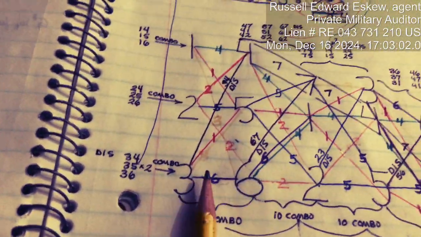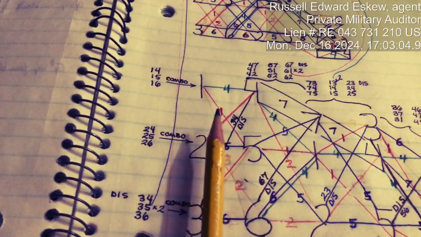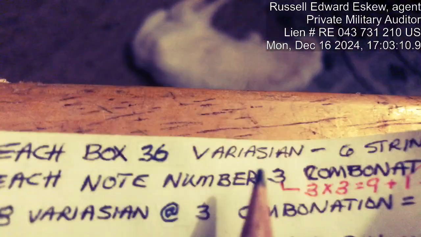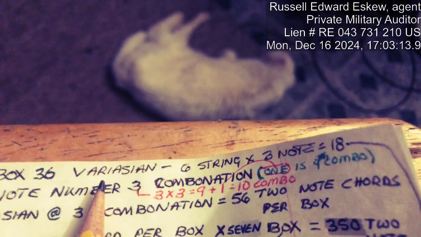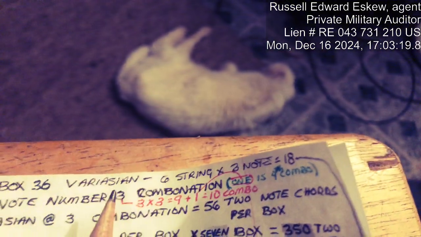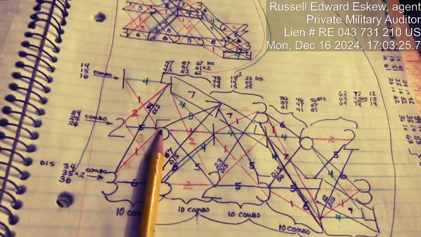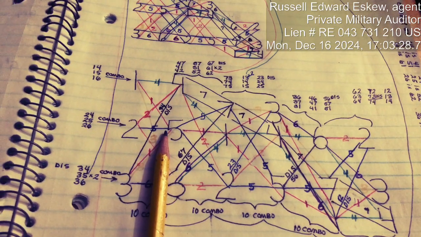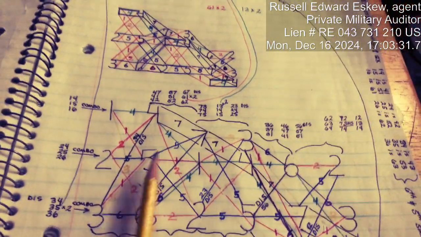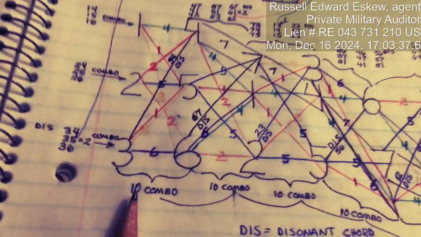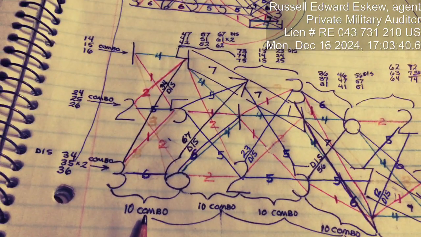So now, each two-note chord combination between each string has 36 variations in total altogether. That would be the 6th string and the 5th string. The 5th string and the 4th string is 10 combinations. The 6th and the 5th string, there's 10 combinations.